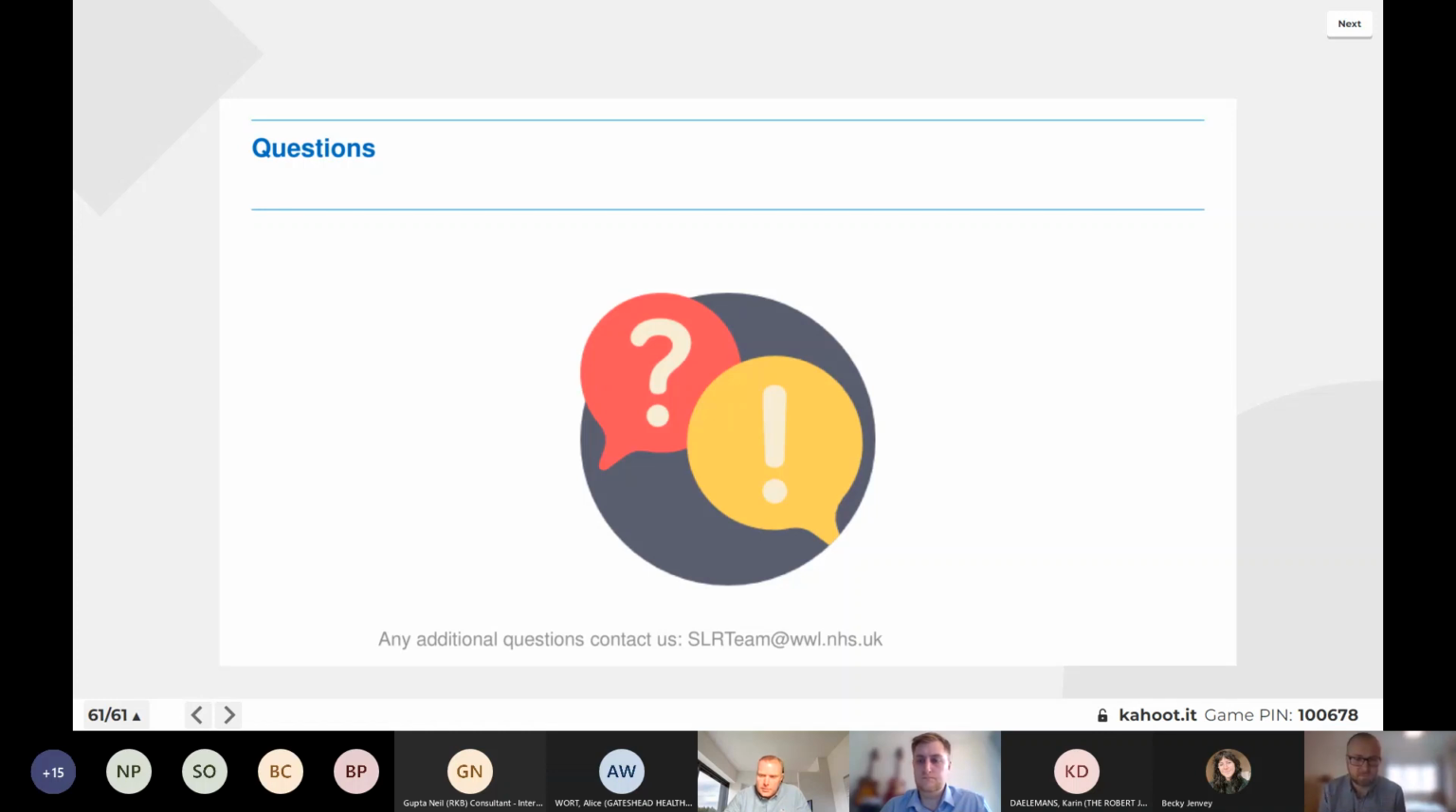Somebody's asked in the chat, what is business intelligence? That's the name that our trust has for our information department. So the data analysts and the people that collect all the data and do all of our data reporting. They run the back end of all of our data, basically. All the clinical systems feed into them.